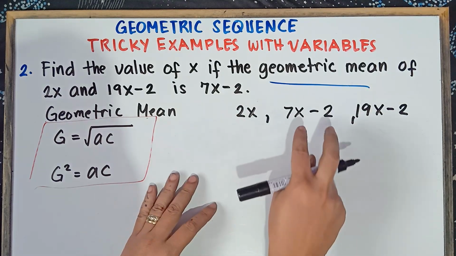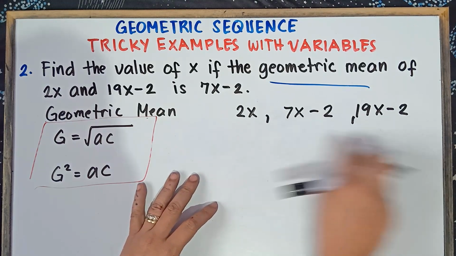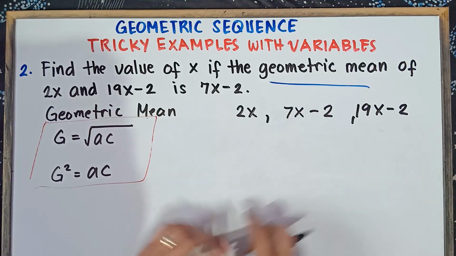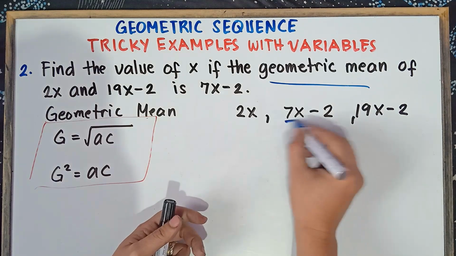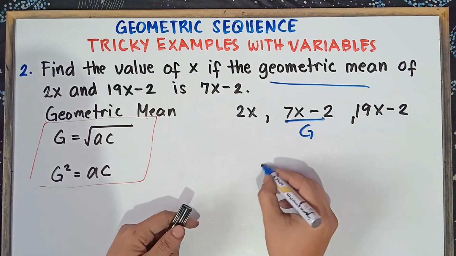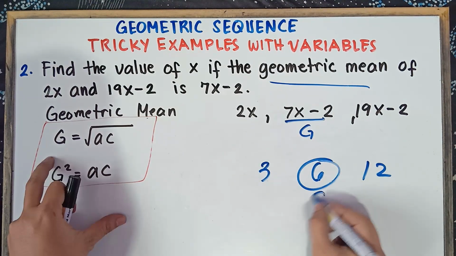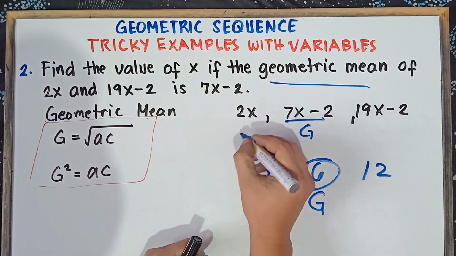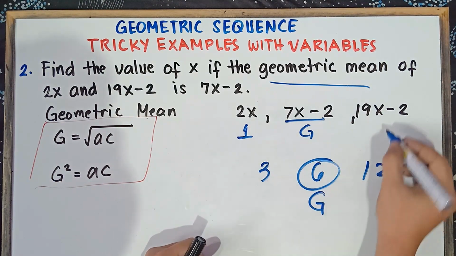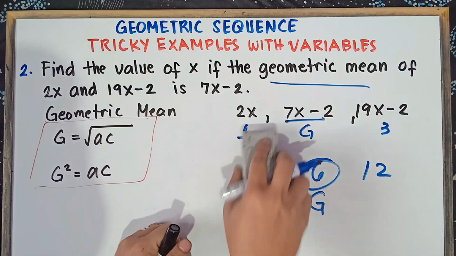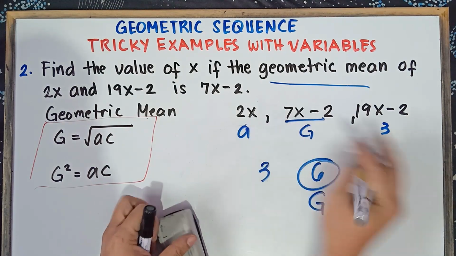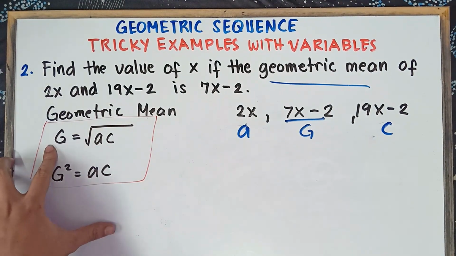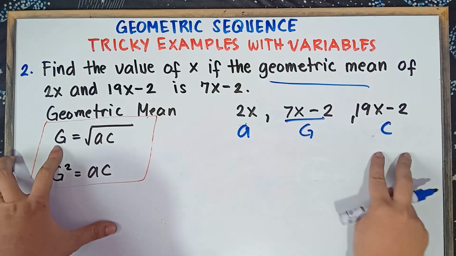Once again, class, the geometric mean is the middle number between the two numbers. So this expression is the middle of two expressions. Therefore, this will be our geometric mean. We solved that a while ago, right? 3, 6, and then 12. This will be our geometric mean, this will be our first term, and this will be our third term. So this is A, and this is C. This is the geometric mean, this is A, the first term, and this is our third term.